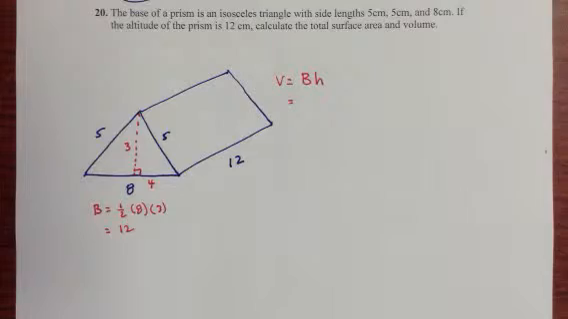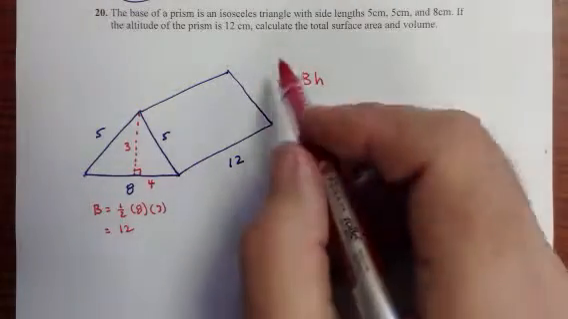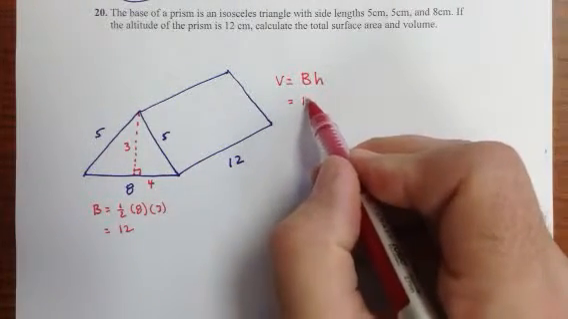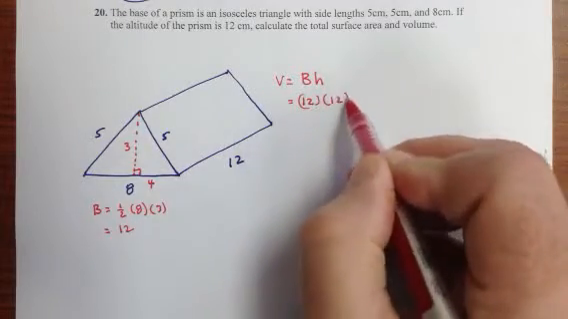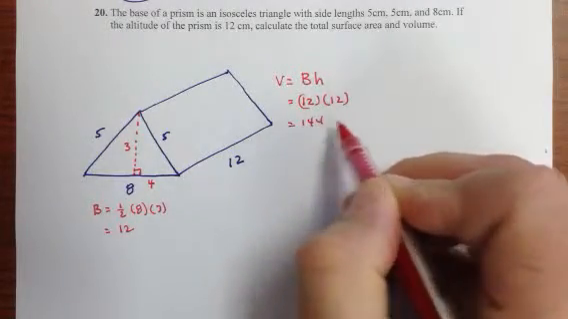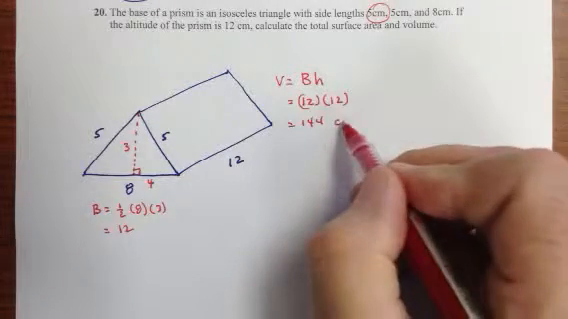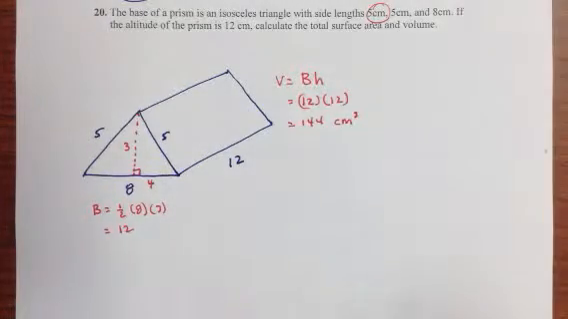So volume is going to be 12 times 12, which is 144 cubic centimeters.